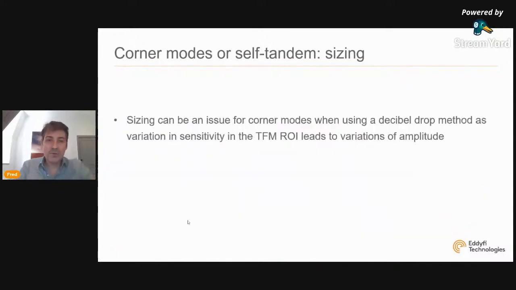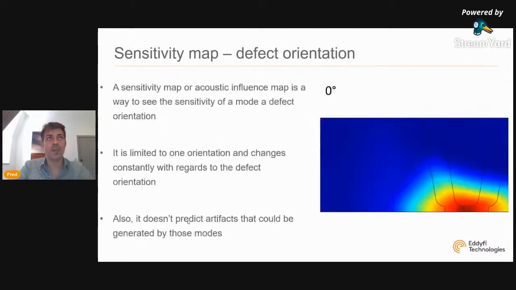So when it comes to sizing using corner mode, it can be an issue, and you have to really make sure that your defect, knowing the orientation, is within the part of the sensitivity map where there is very small variation in amplitude. So I said before that this sensitivity map, or AIM, is calculated for one direction. So this is what we have for 0 degree defect.